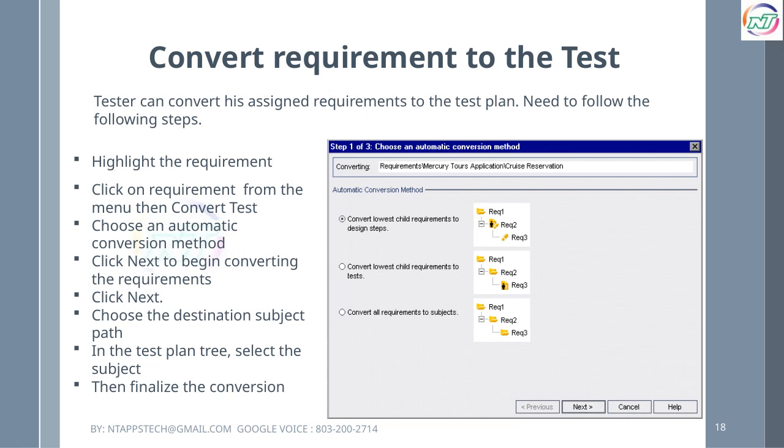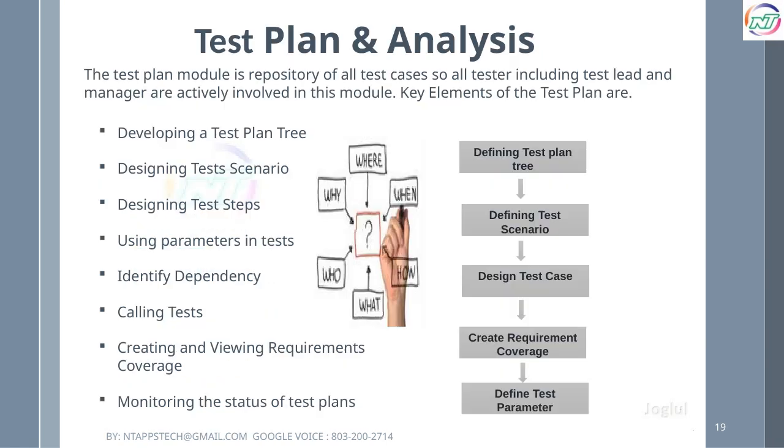Once you've selected the target location, finalize the conversion by completing the necessary steps. This process allows testers to convert their assigned requirements directly into test cases within the test plan, helping streamline the workflow. Remember to follow these steps carefully to ensure your requirements are properly converted. Let's move on to the next slide.